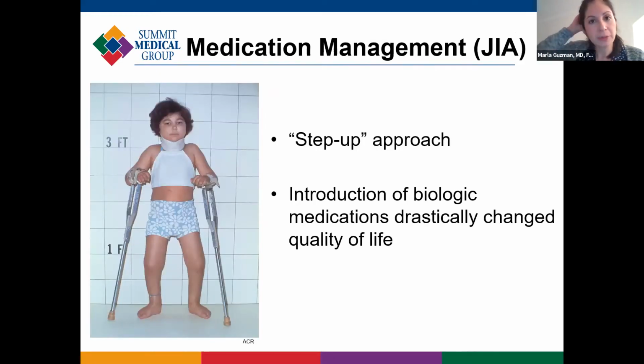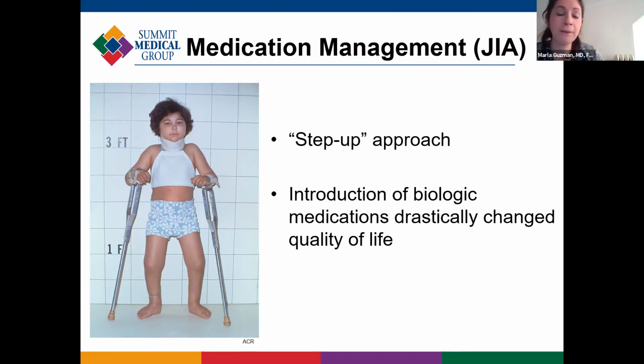So in terms of medication management, I mentioned the step-up approach. And essentially what that leads to, the last step, is a biologic medication. And so what is a biologic medication? It's essentially a synthesized molecule that's made from biologic structure. So you may see on TV medications such as Humira, Enbrel, those are biologic medications. And with the advent of biologic medications and their introduction in JIA patients in around the early to mid 90s, it has really drastically changed the quality of life in JIA patients.